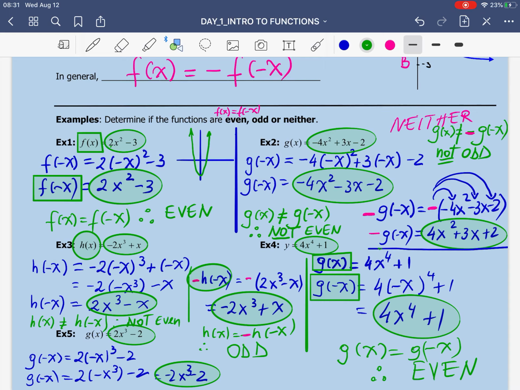So we have to check for odd. We're going to do that by finding the opposite of g of negative x, which is negative 2x cubed, negative 2 plus 2. And we're going to say that in this case, we won't again have, oops, let me try it one more time. So it tells us that we do not have the same function again, so neither even nor odd. So we're going to write neither here.